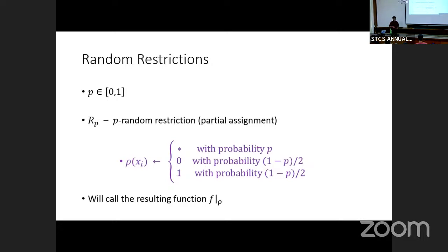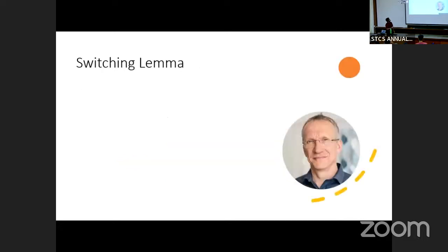So you get a resulting function, right, on typically a fewer number of variables. We'll call this resulting function f restricted to rho. So this whole restriction that we're doing is called rho. So our aim is to understand what happens to different types of functions when we do this.